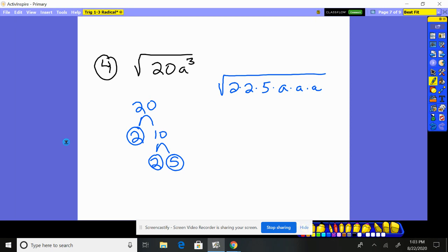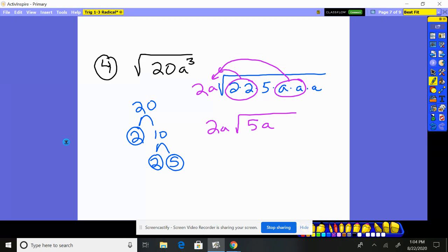So now a 2 will come out. Anything else? Oh yeah, we got an a here. They get married and come out. So I'm left outside with a 2a. On the inside, you're left with 5a. So for problem 4, that simplifies to 2a, the square root of 5a.